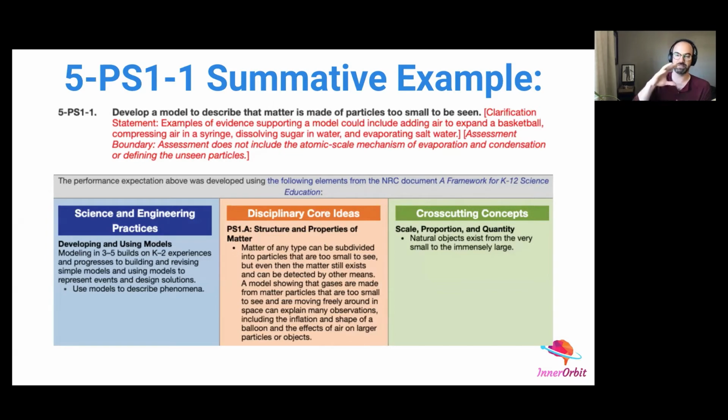So in 5th grade, we have these really, really highly conceptual things. In middle school, we get into the relationships between all of these concepts. And in high school, typically there's a quantitative element. For the 5th grade, we really want students to be using a model to describe phenomena. We want them to talk about structure and properties of matter, that it can be subdivided into things that are really small. And we need to talk about that there's different scales.